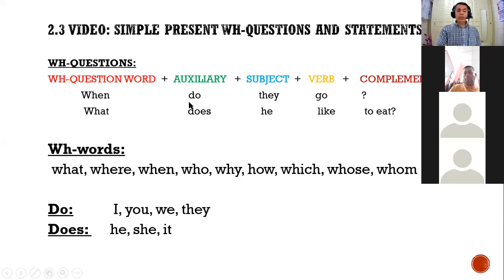When do we eat? What do you do? Etc., etc. We do. And now with does, we can say, what does he like to eat? What does she like to play, for example, right? What does it like to eat? Okay, so do is for I, you, we, and they, and does is for he, she, and it, right?